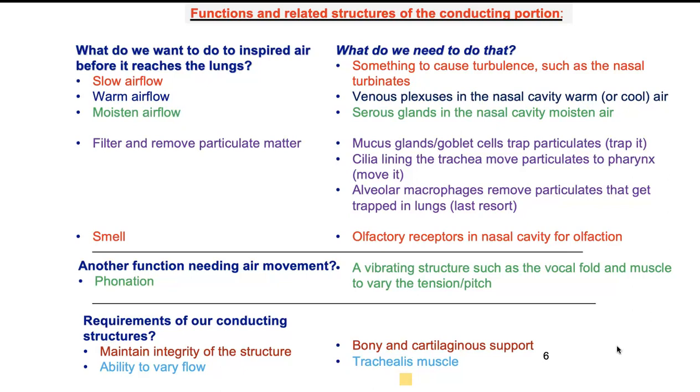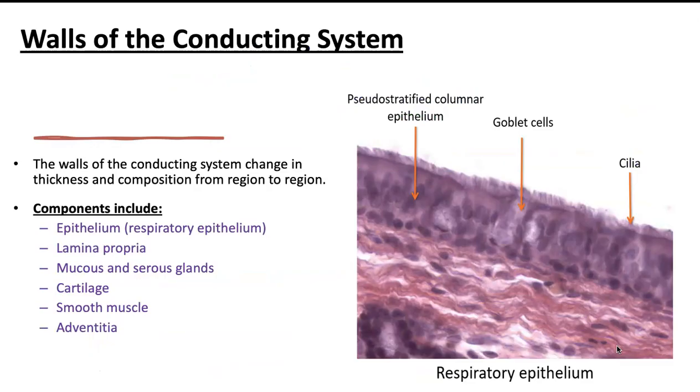So the conducting system, or conducting parts, which include the nasopharynx, the nasal cavity, until the terminal bronchioles, they are the conducting system. So we need to speak about the respiratory epithelium lining this structure, and also the lamina propria, the mucus and serous gland, cartilage, smooth muscle, and adventitia.